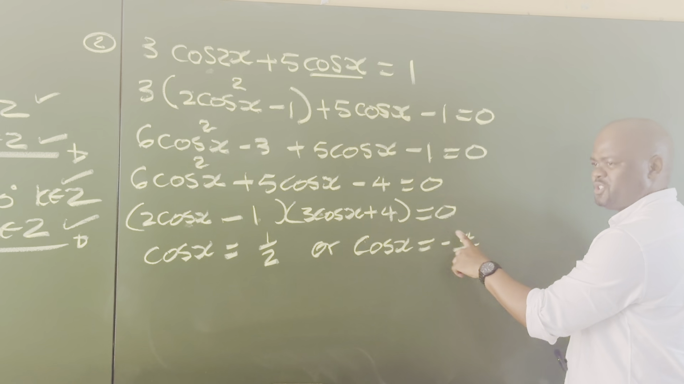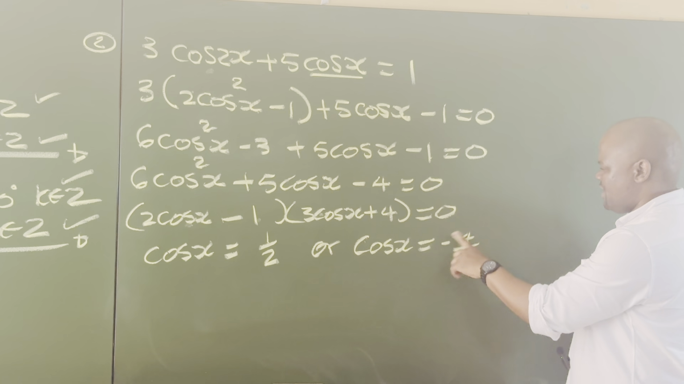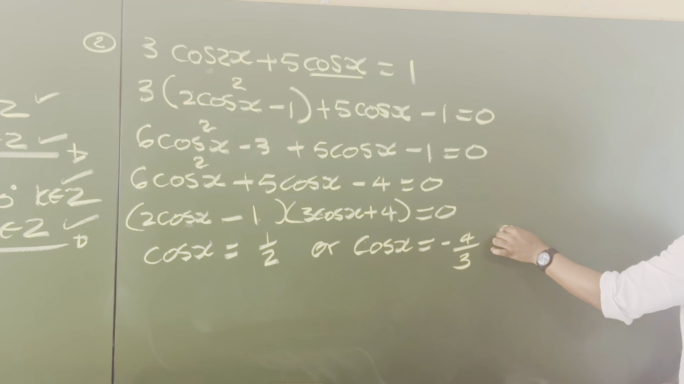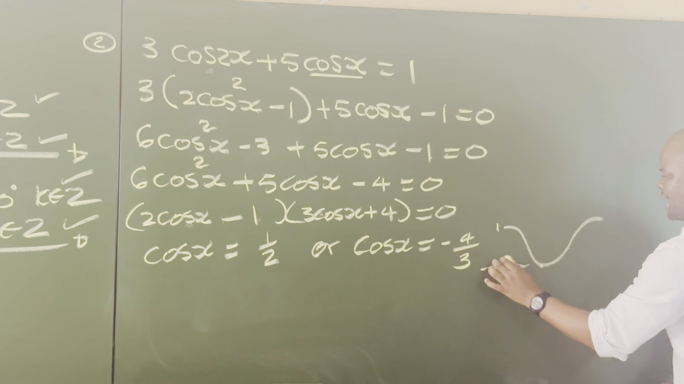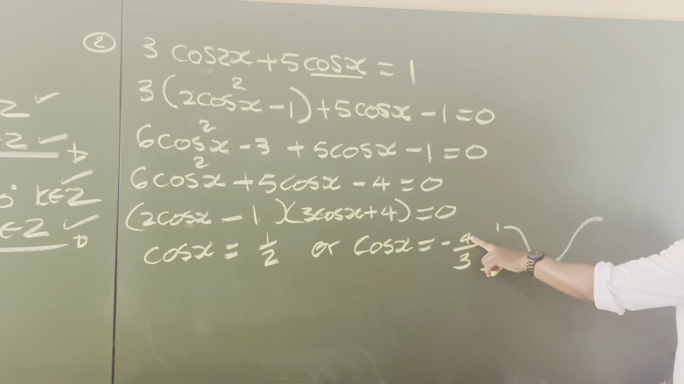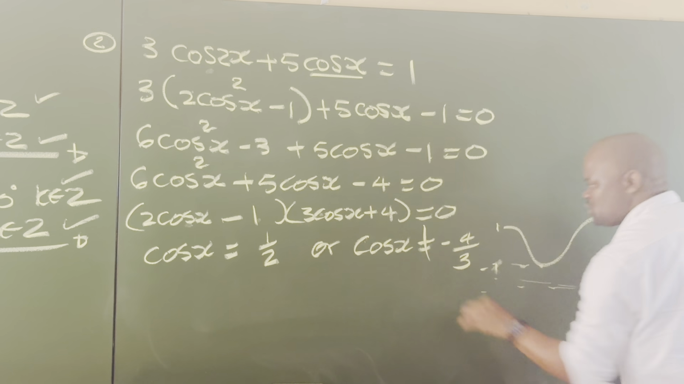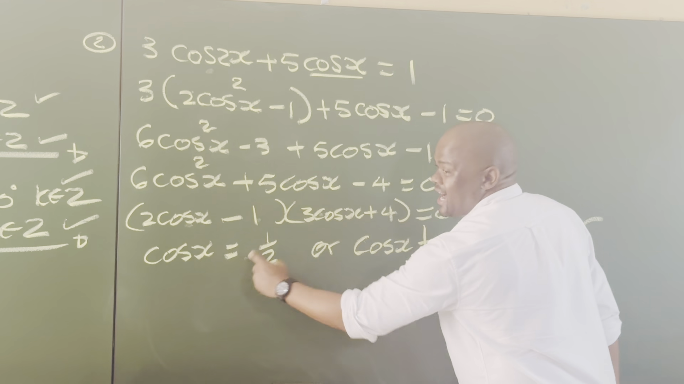Then what do you know about this solution? We have to reject this solution, because we know that the graph of cos is between 1 and minus 1, and this is below minus 1, because it's negative 1 point something. So for this one, we have no solution. Even if you punch it in your calculator, if you are looking for a reference angle, the calculator will tell you it's an error. So we are only going with half.